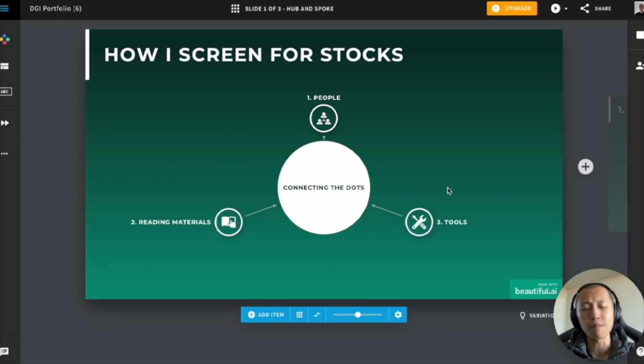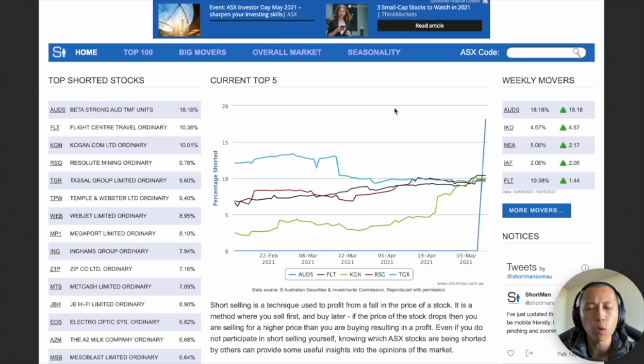The last component of my system to generate high quality ideas is actually in tools. And frankly speaking, this is by far where I spend the least amount of time, but let's go through it anyway. One of the first places that I like to go to, which is a bit odd, is Shortman. And Shortman is basically a place where you find some of the most shorted stocks on the ASX.